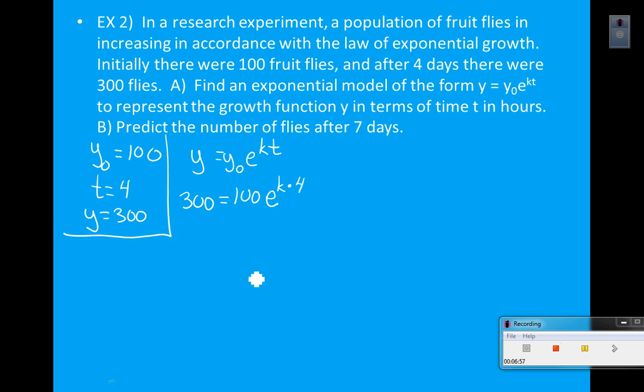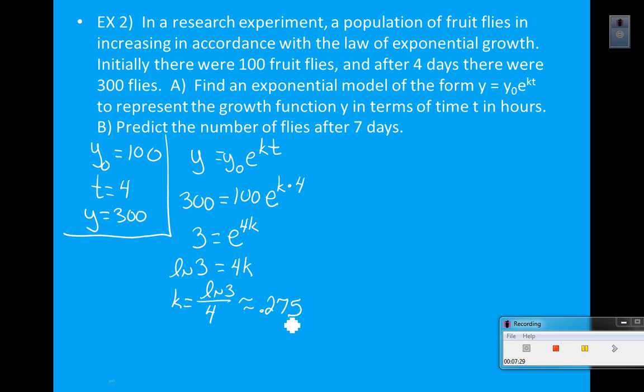And then to solve this, let me divide both sides by 100. So I have 3 equal e to the 4k. When I solve this for k, I'm going to take the natural log of both sides, which is going to leave me a 4k over here. So k is going to be the natural log of 3 all over 4. And when I ran that through, I had about 0.275.